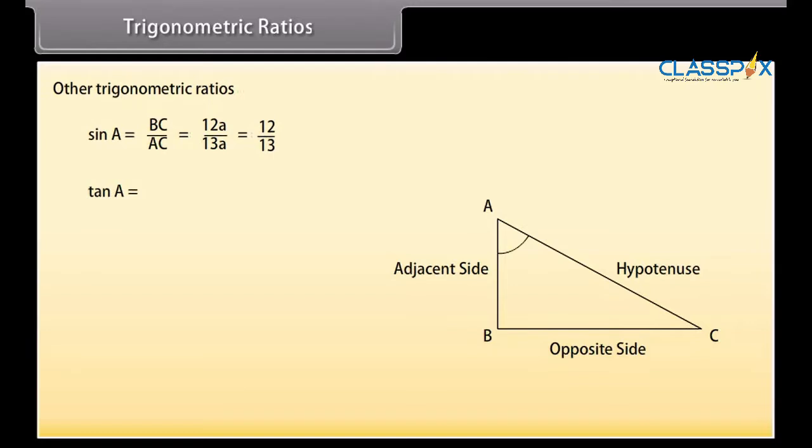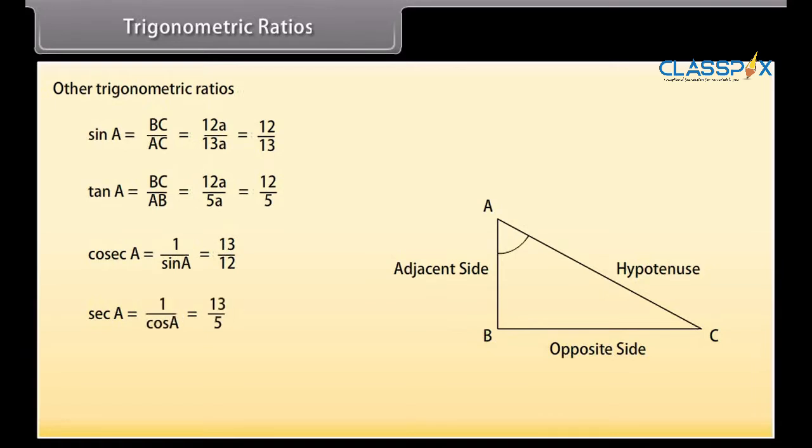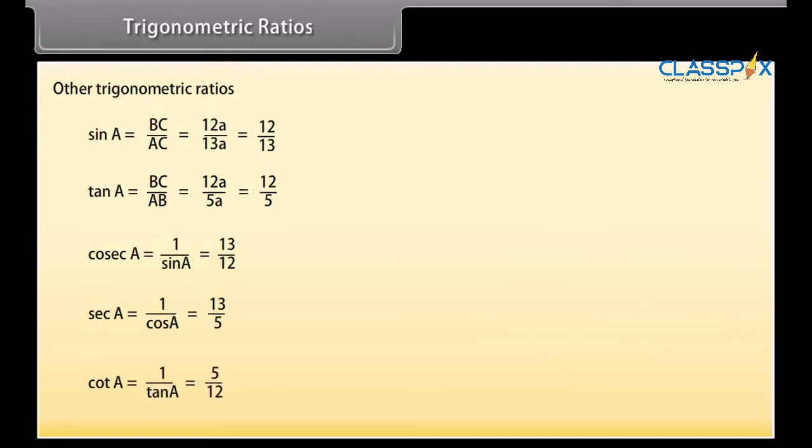Tan A is equal to BC upon AB equals 12a upon 5a, which is equal to 12 upon 5. Cosec A is equal to 1 upon sin A, which is equal to 13 upon 12. Sec A is equal to 1 upon cos A, which is equal to 13 upon 5. Cot A is equal to 1 upon tan A, which is equal to 5 upon 12.